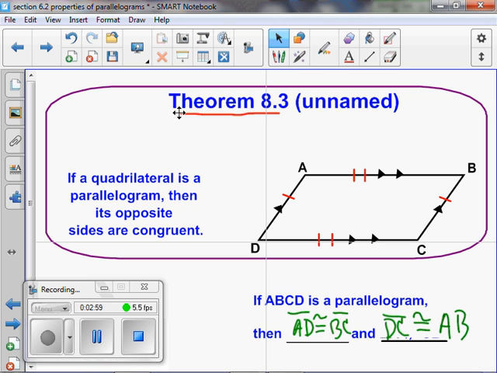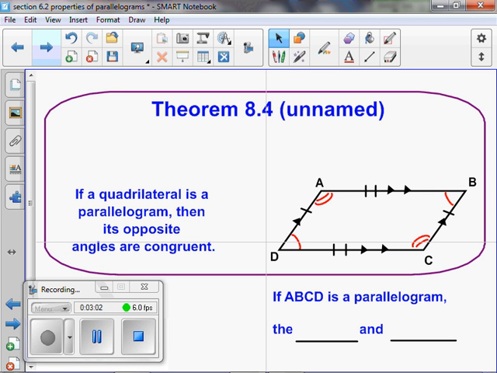Let's see if we can get another one. Theorem 8.4, also unnamed. If a quadrilateral is a parallelogram, then its opposite angles are congruent. This is very similar to what we just talked about, but instead of having to say that this side here and this side here are congruent, and this side here and this side here are congruent, now we're talking about angles. This one and its opposite are congruent. This one here and its opposite must be congruent.